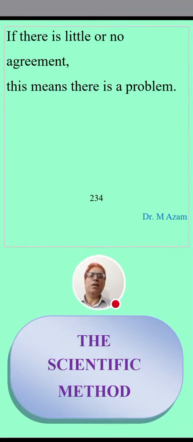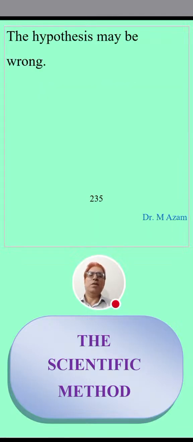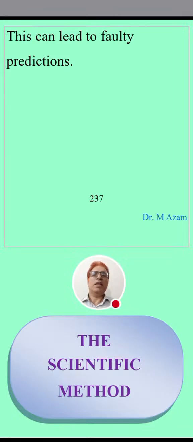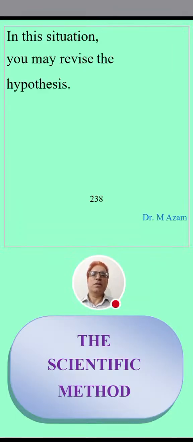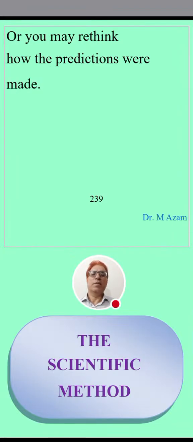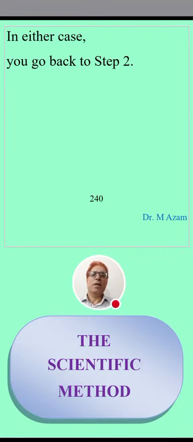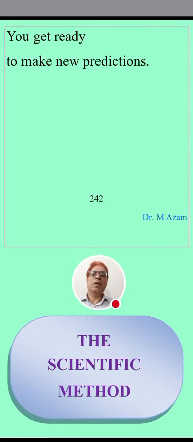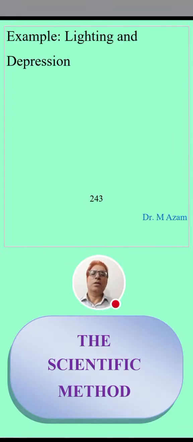If there is little or no agreement, this means there is a problem. The hypothesis may be wrong, or the hypothesis may have been used incorrectly. This can lead to faulty predictions. In this situation, you may revise the hypothesis, or you may rethink how the predictions were made. In either case, you go back to step 2. You form a new hypothesis. You get ready to make new predictions.